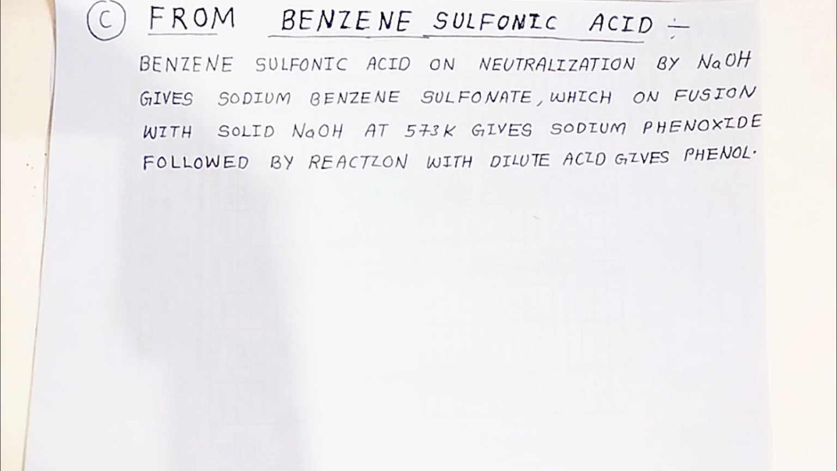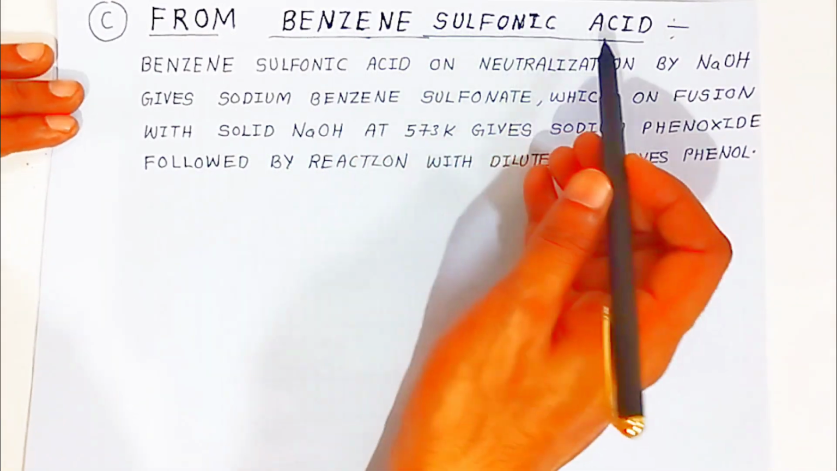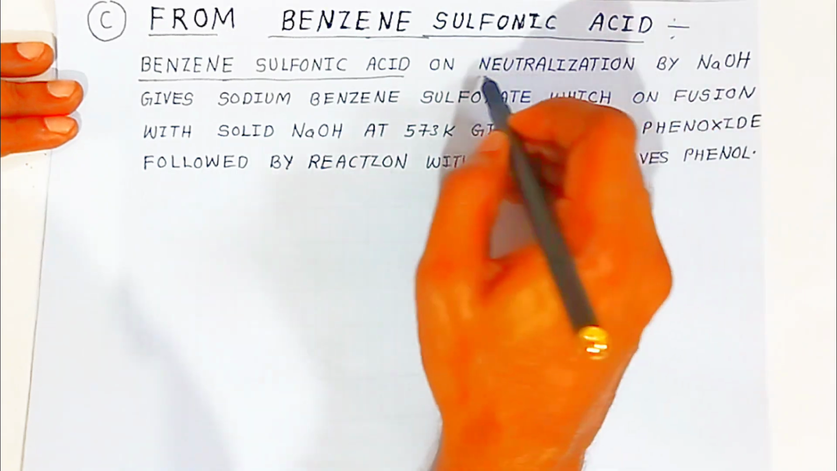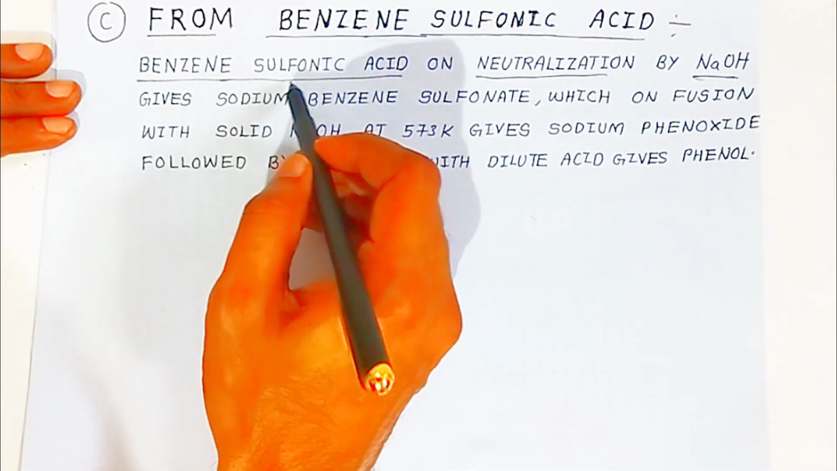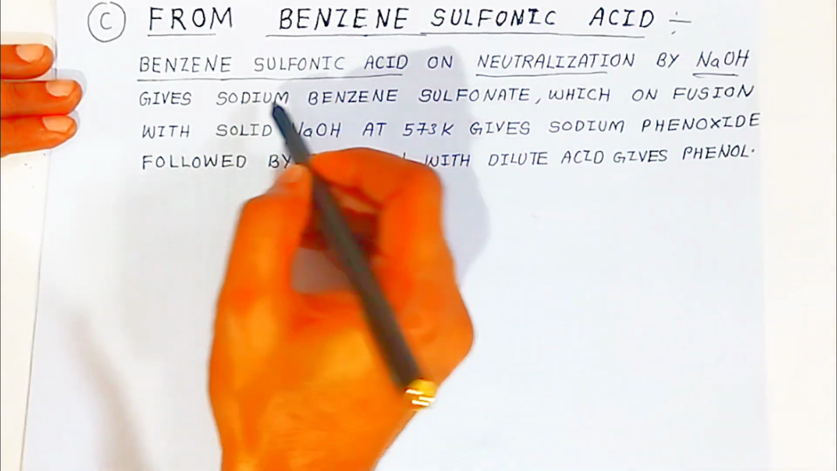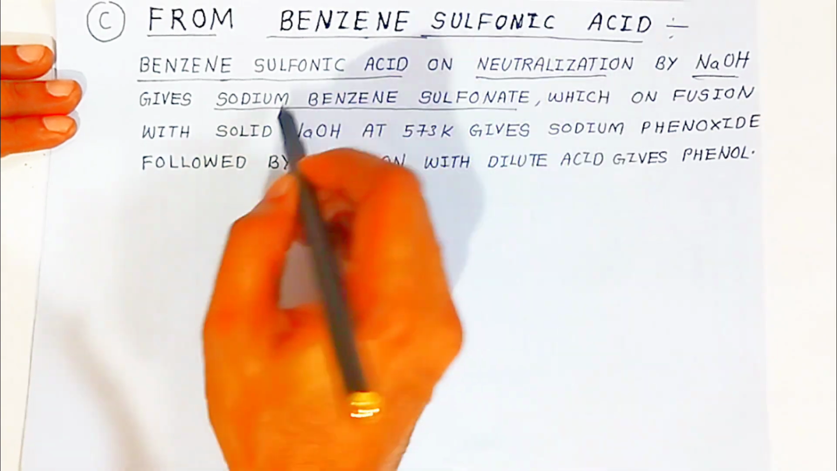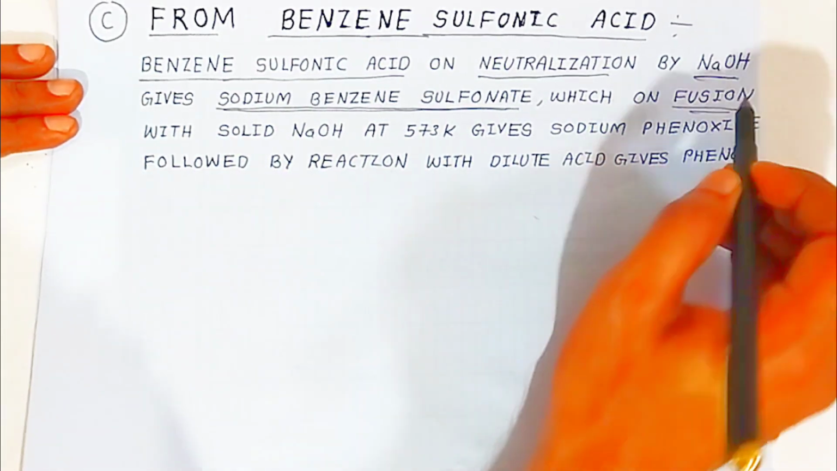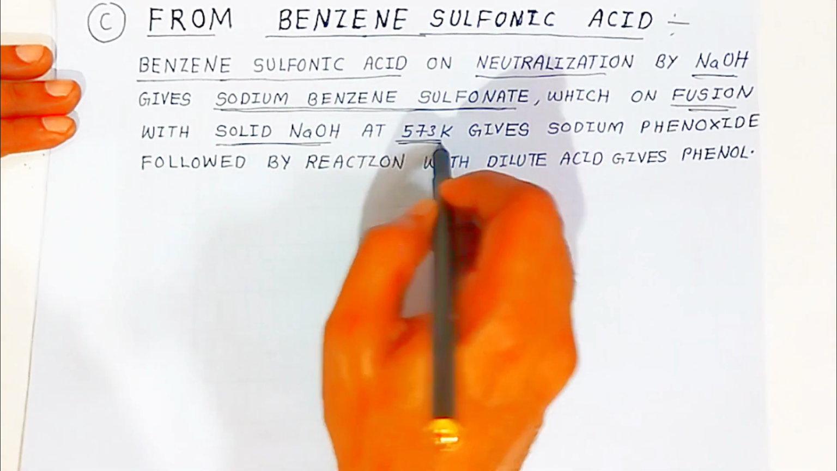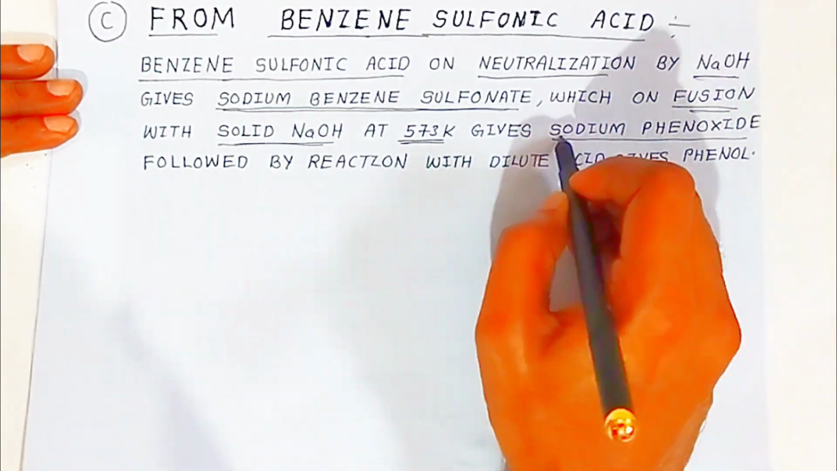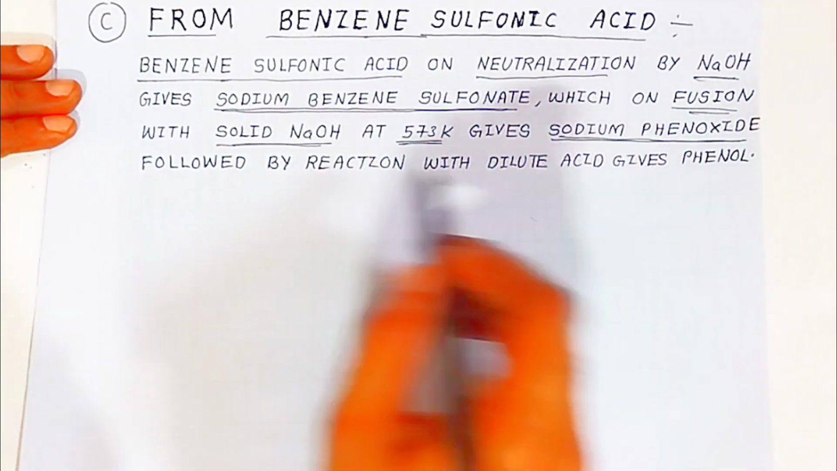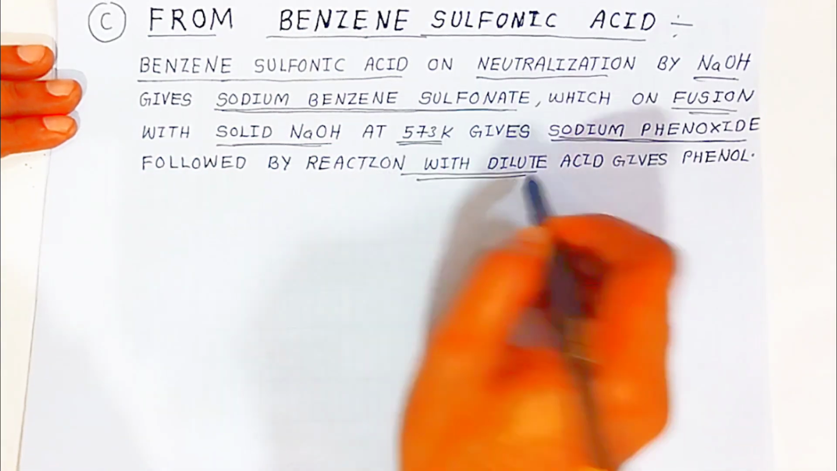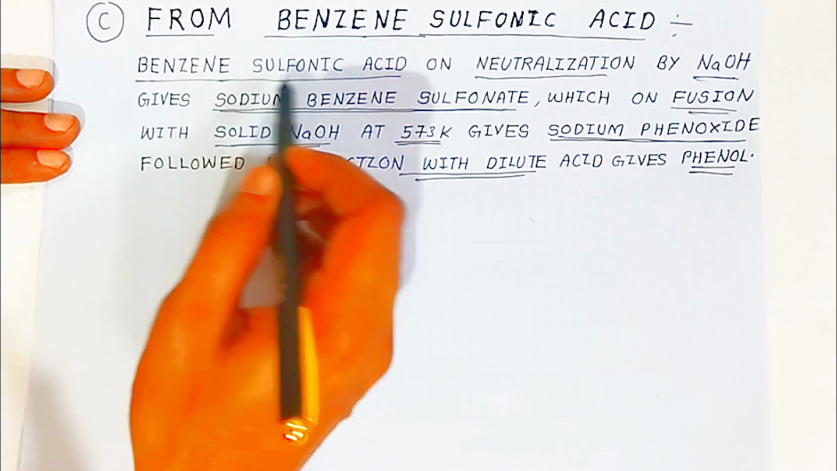Now the third raw material that we are going to use, students, is benzene sulfonic acid. So students, benzene sulfonic acid on neutralization by NaOH, since it is acid, we have to neutralize with base, that is NaOH, gives sodium benzene sulfonate. Which on fusion with solid NaOH at 573 Kelvin gives sodium phenoxide as a salt. Now once you got the sodium phenoxide, students, followed by that you have to add dilute acid and it will produce phenol. Here the raw material is benzene sulfonic acid.